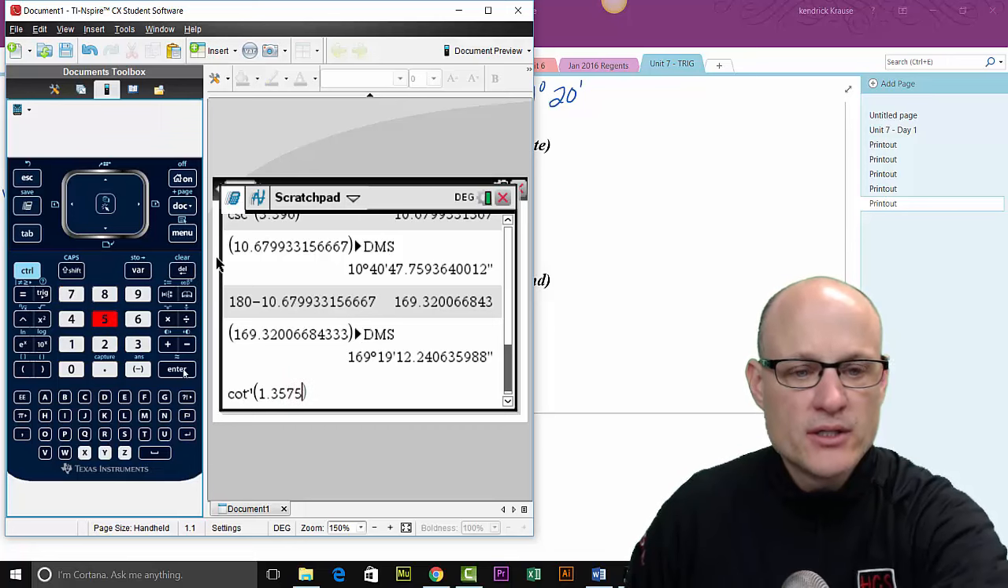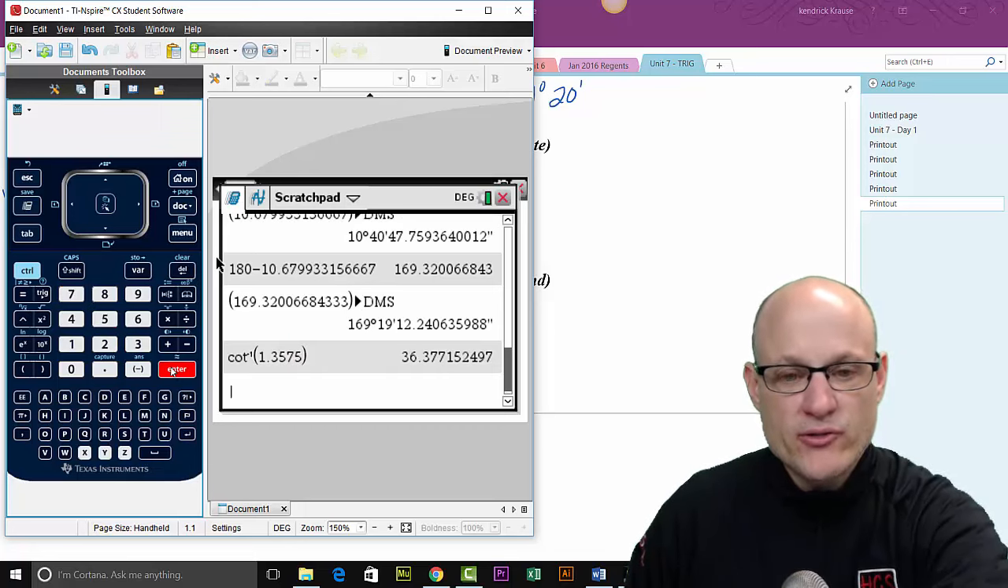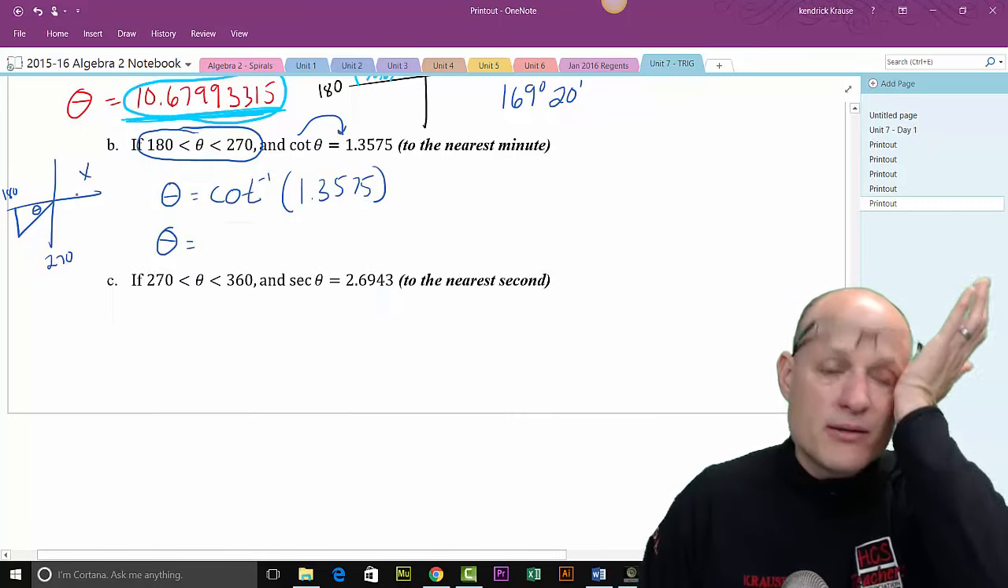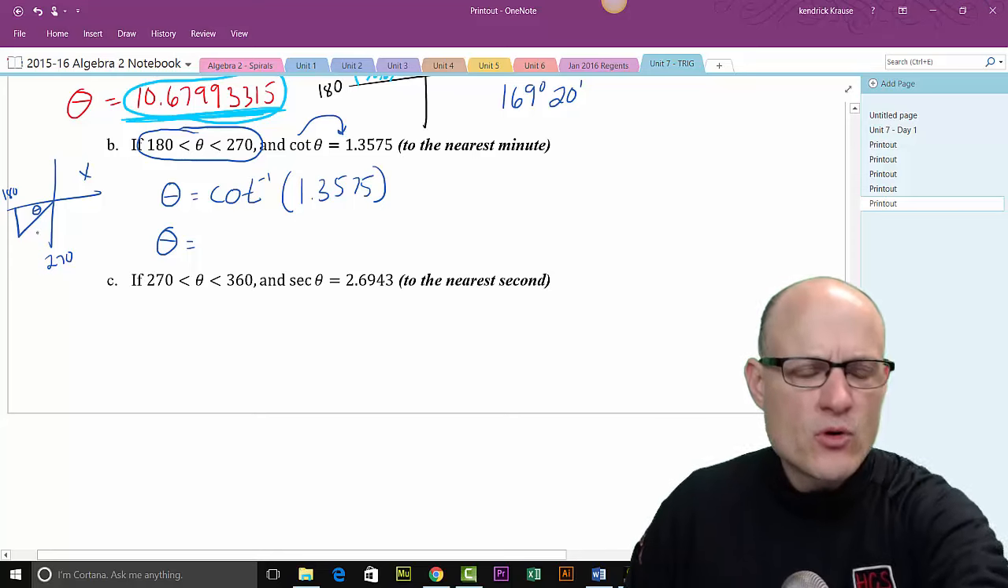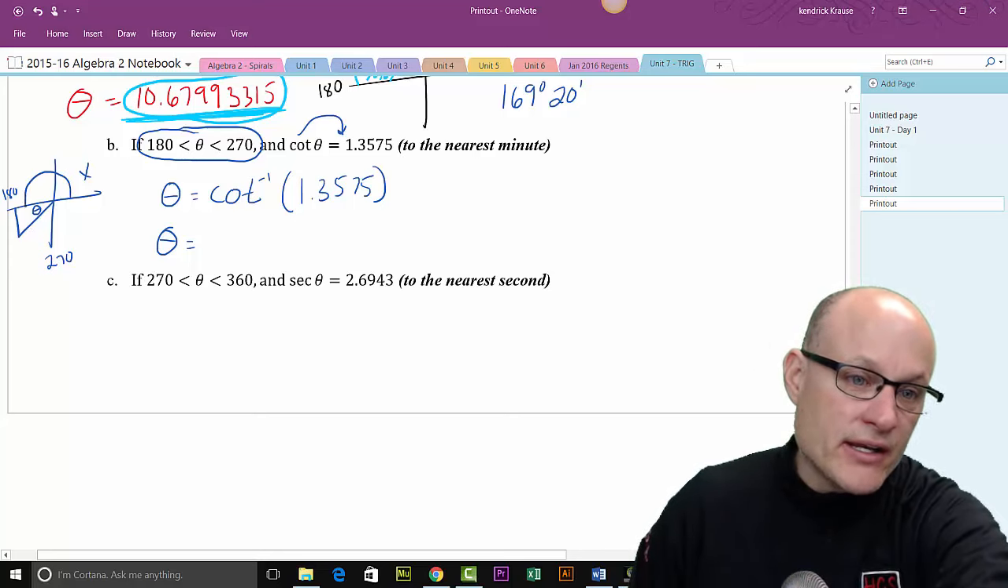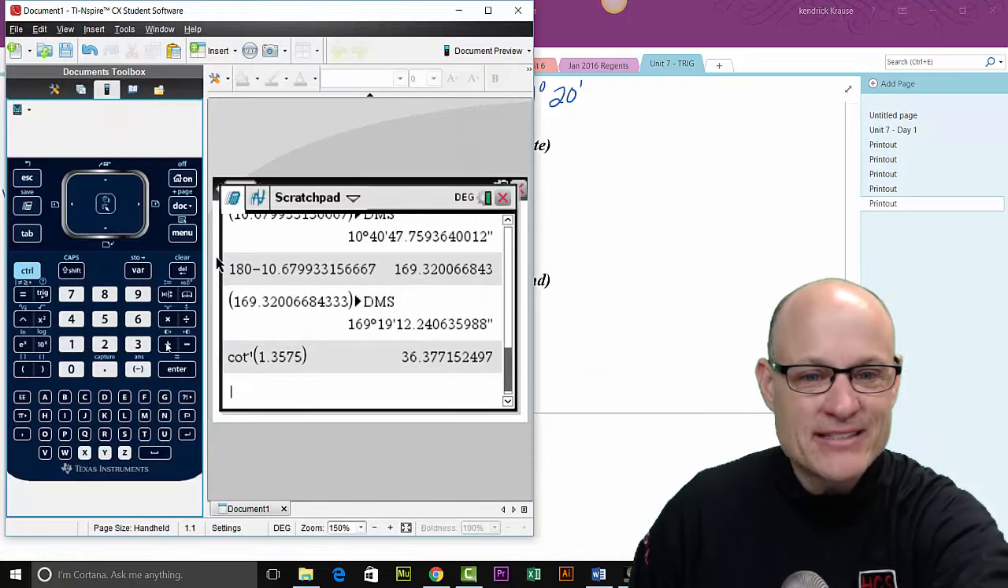Now 36 degrees is in the first quadrant. I don't want that. I want to be in the third quadrant. So that means that I've got to go at least 180 degrees and then 36 more. So I'm going to add 180 degrees. And I'd say, okay, 216. Okay, that puts me in the third quadrant.